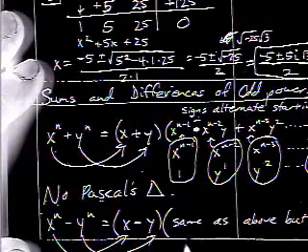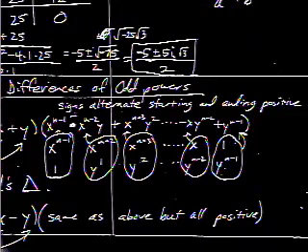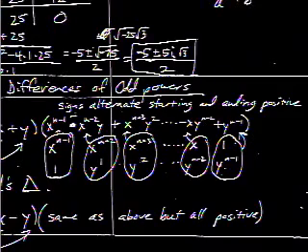Now this is going to look exactly the same as it does up there, except for one difference. All of the signs are positive inside here. So when you're doing the difference of odd powers, every sign in the second set of parentheses is going to be positive.